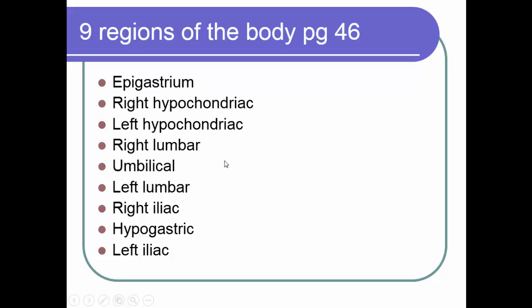These are used when there is charting in words to describe to another healthcare provider where something is located. For the quadrants, an example may be the patient has pain in the right upper quadrant, and so that would give another healthcare provider an idea of where the pain would be located on someone's abdomen.